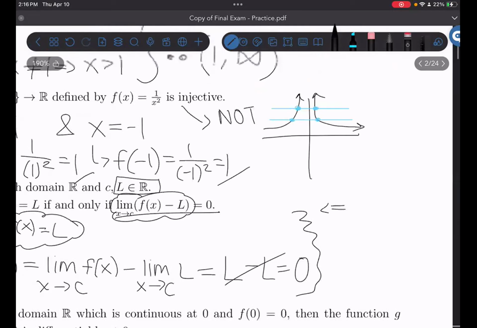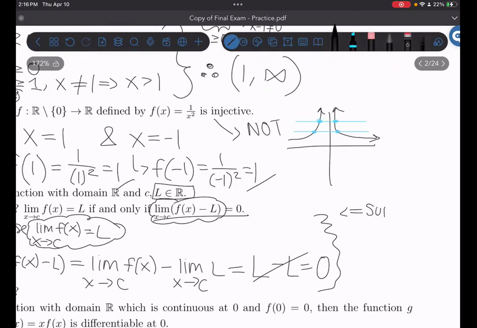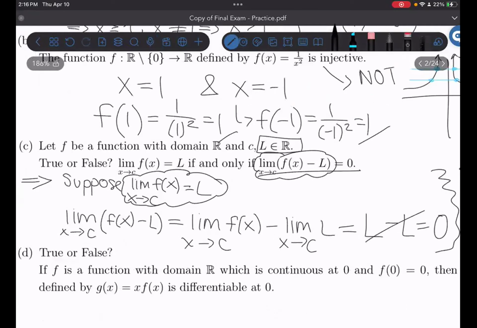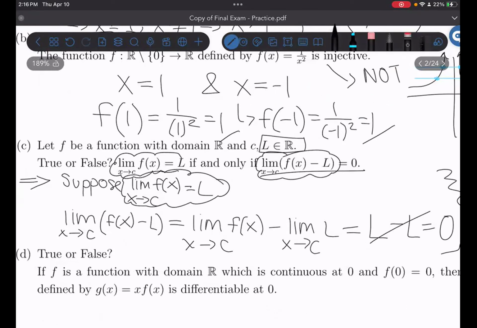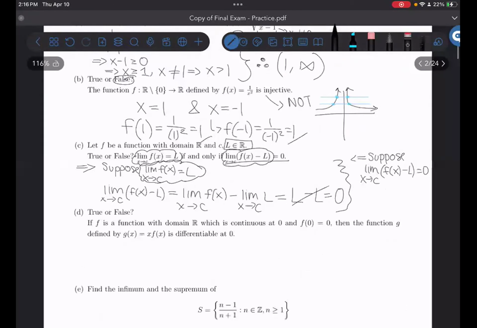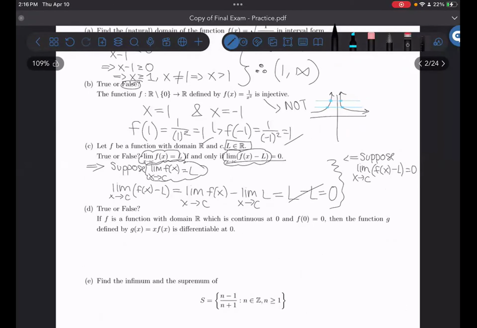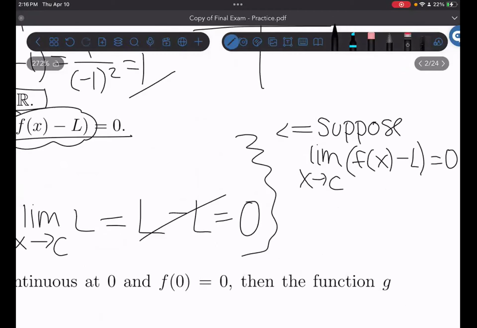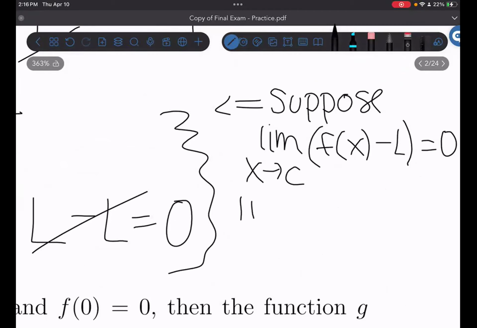Suppose the limit as x approaches c of f of x minus L equals 0. We have to make sure that the limit of f of x as x approaches c equals L. It's similar to the forwards direction, you're just working a bit backwards. So again, you could split this limit.